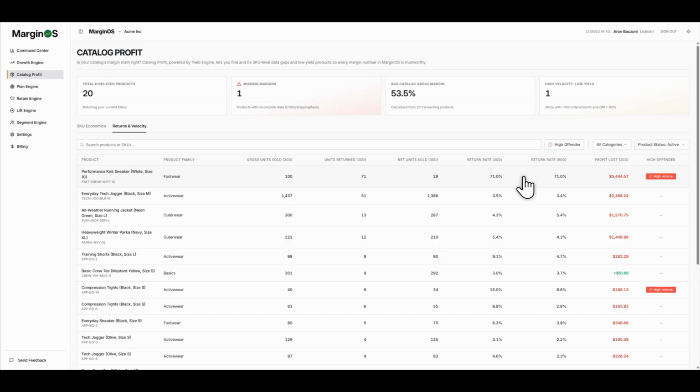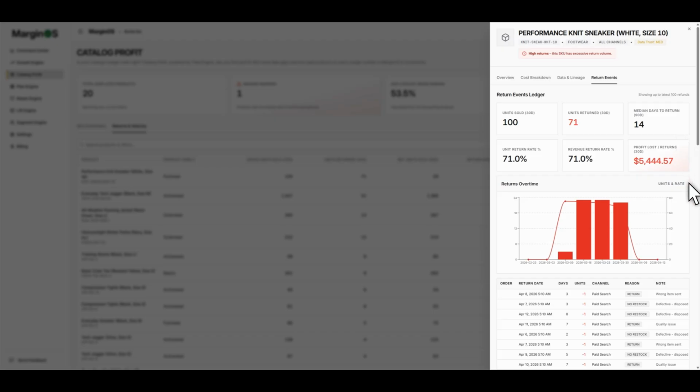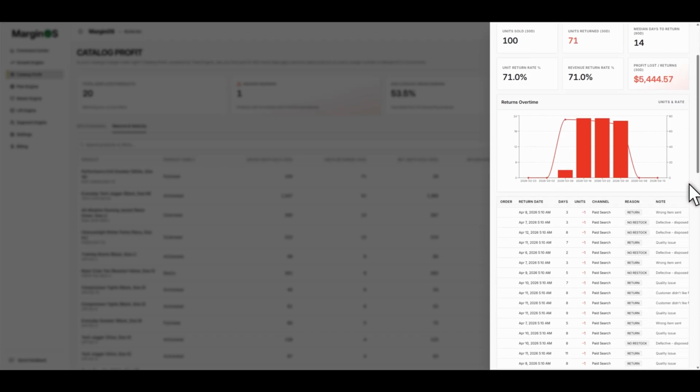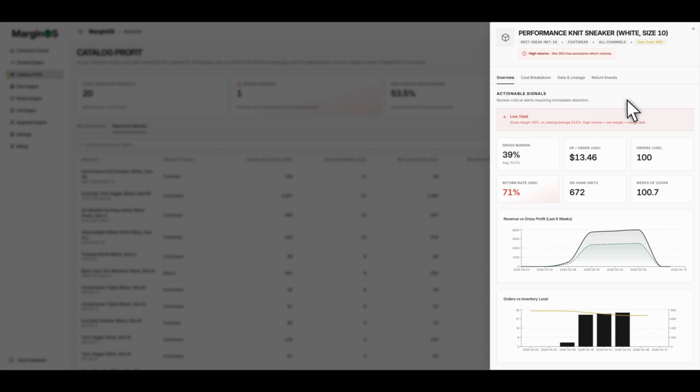Clicking a row in the Returns and Velocity table opens the SKU drawer with the Return Events tab selected by default, so you go straight from this SKU is a problem to what exactly is happening with the returns for this SKU. Every SKU opens the same product-level drawer, which is channel agnostic, so you see the full truth.